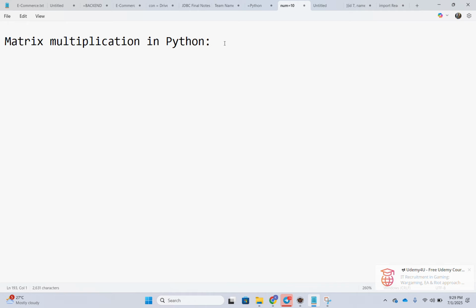Before starting the video, I will say what the conditions must be for matrix multiplication, and what the resultant matrix size will be. If you're familiar with these conditions, then you can perform matrix multiplication in a perfect way, and no one can challenge you on that concept.